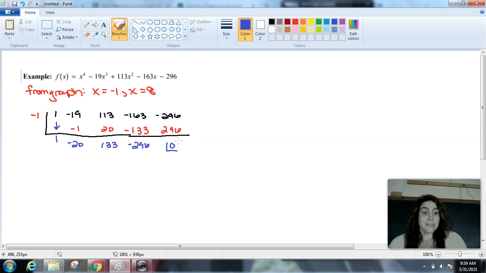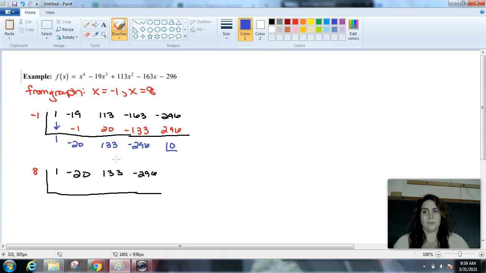Now, I'm not even going to attempt to try and factor that again. I'm going to use the 8 and do another round of synthetic division. I then take these new values and make it my new top row. Don't have to put the 0 because that was the remainder. And then you repeat the process.